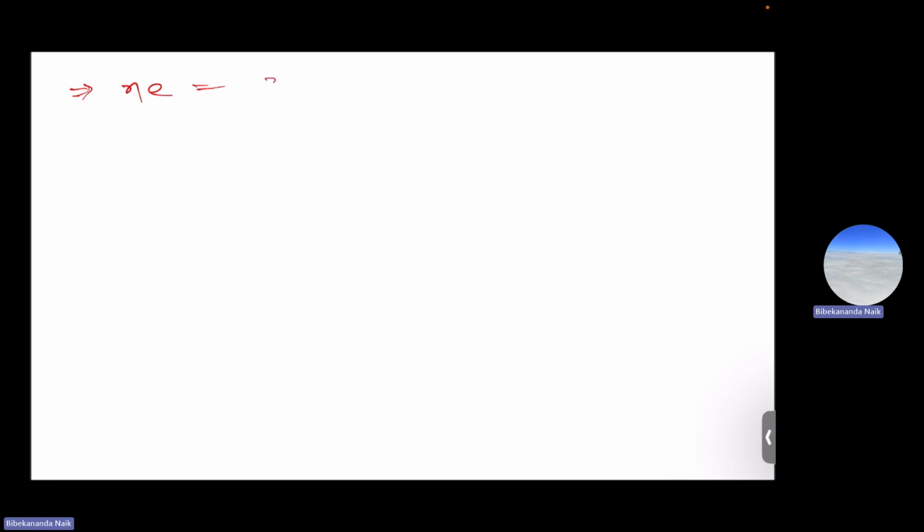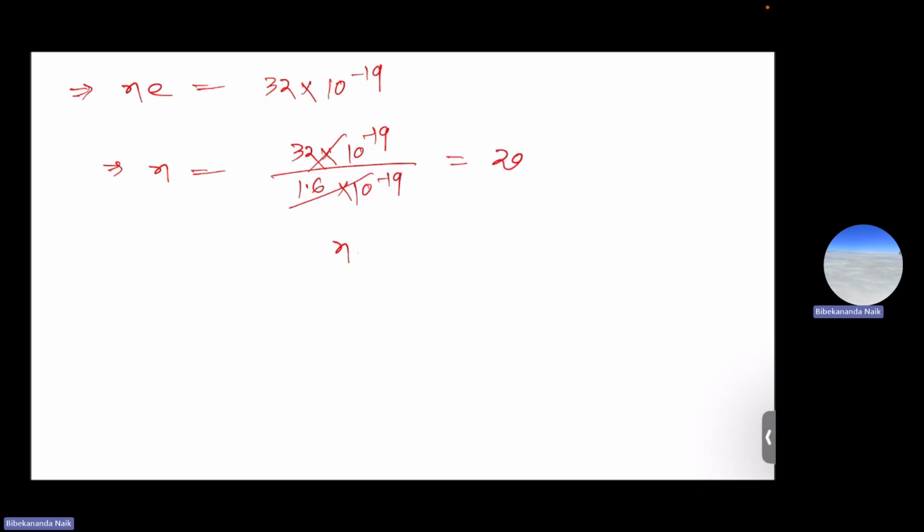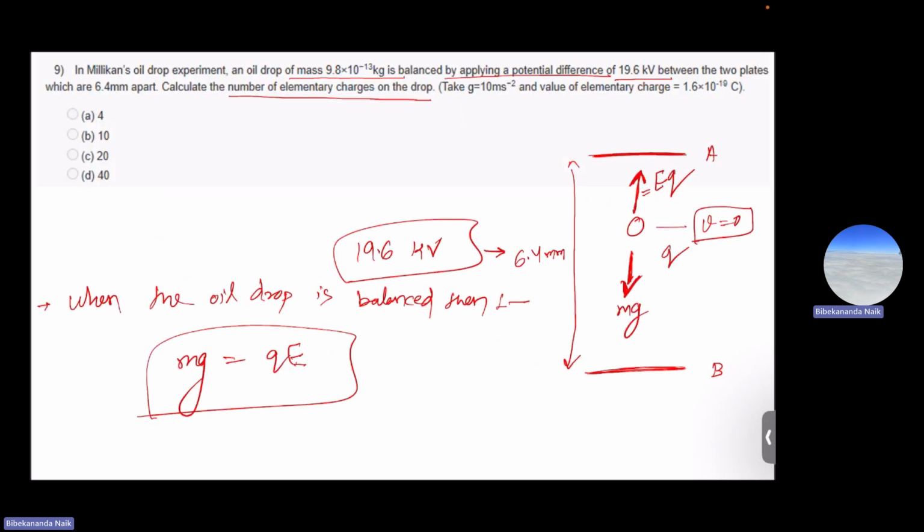So 32, T will be 32 into 10 to the power minus 19. That implies N will be 32 into 10 to the power minus 19 divided by 1.6 into 10 to the power minus 19. So if you calculate, it will be 20. So N will be 20. So the number of elementary charges on the drop is 20. So option C is the correct option. I hope this is clear to you.